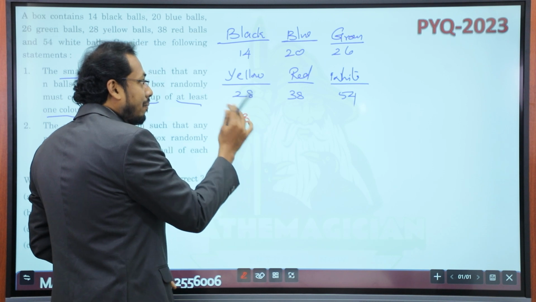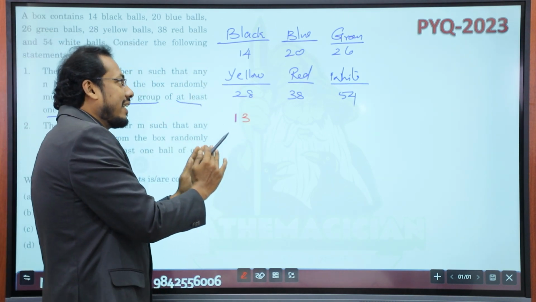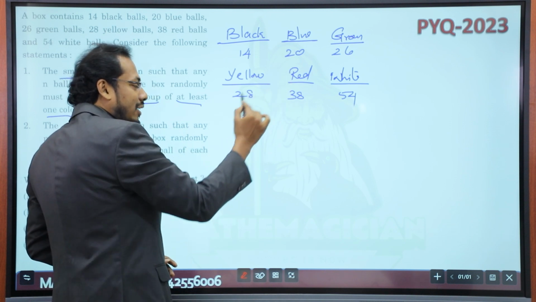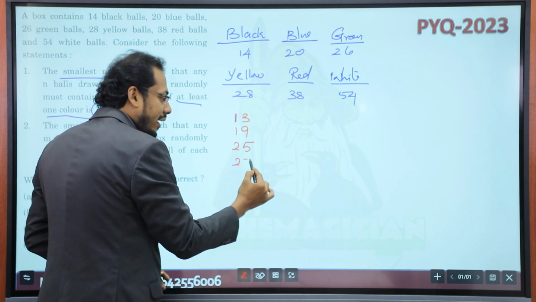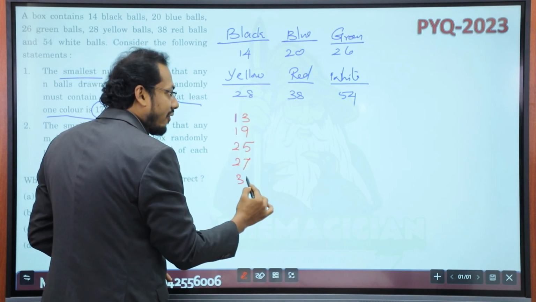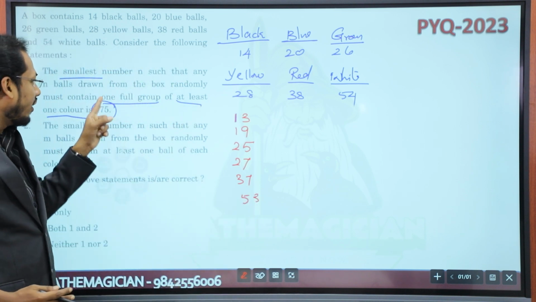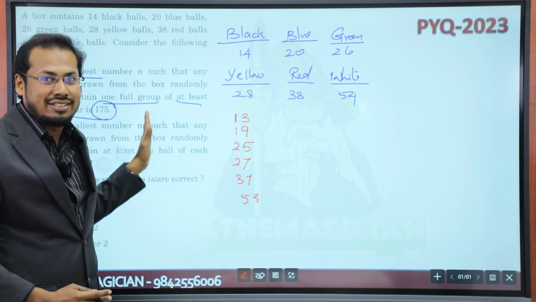If I take the complete 14 balls, that means one full group. I am not going to take that. I am going to take only 13. And from 20, I am going to take only 19. And from 26, I am going to take only 25. From 28, I am going to take only 27. Here, 37 and 53. Look at this, guys. There is no one full group here. If at least one full group is here, they will be satisfied.